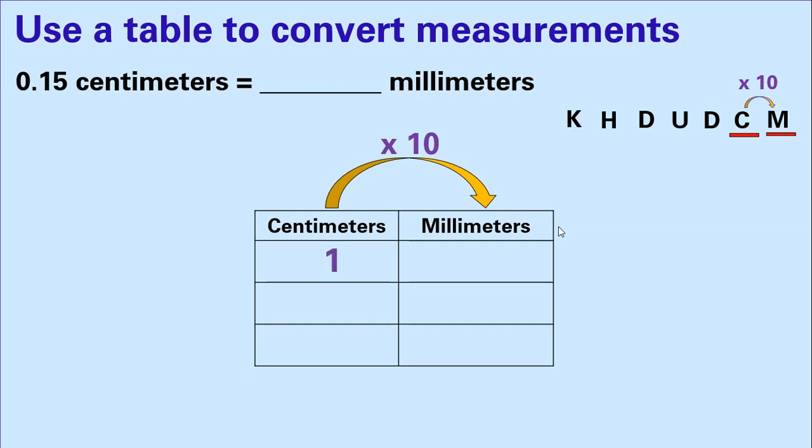1 centimeter times 10 is 10 millimeters. 1/10 centimeters times 10 is 1 millimeter. 1,500 centimeters times 10 is 15,000 millimeters. So 1,500 centimeters is the same as 15,000 millimeters.